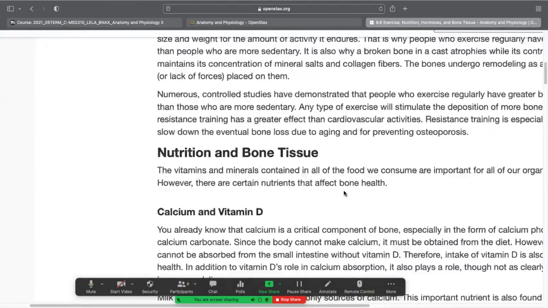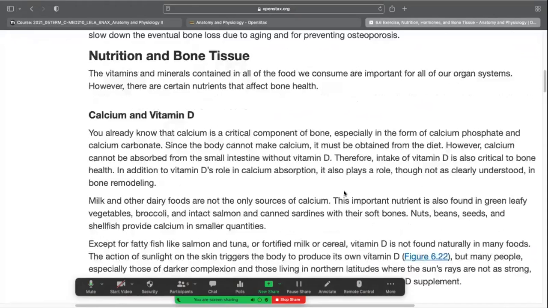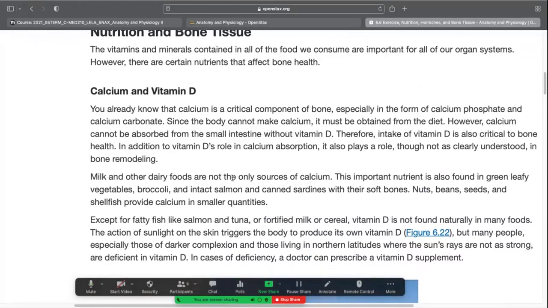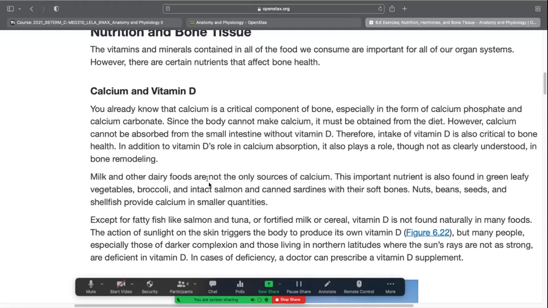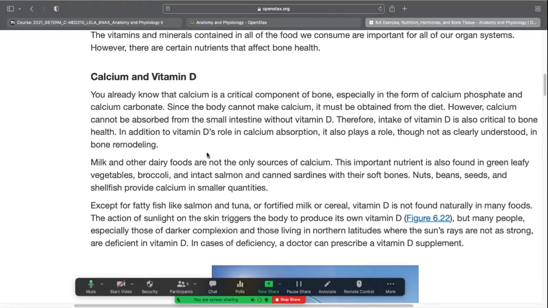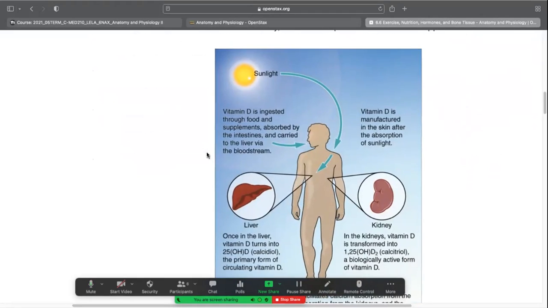Now, since bone is hollow, let's look at some of the other functions of bone. Of course, we already know it stores calcium. Makes sense. In addition to storing calcium, it also deals with vitamin D synthesis, but not in the way you'd think.